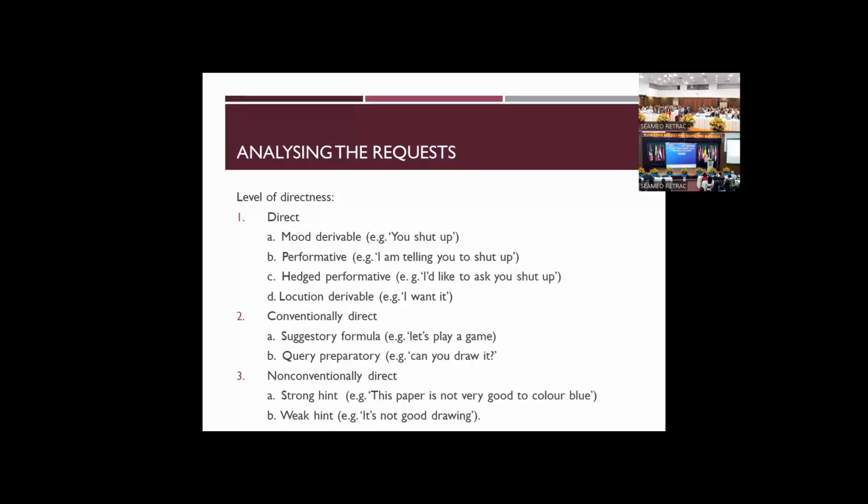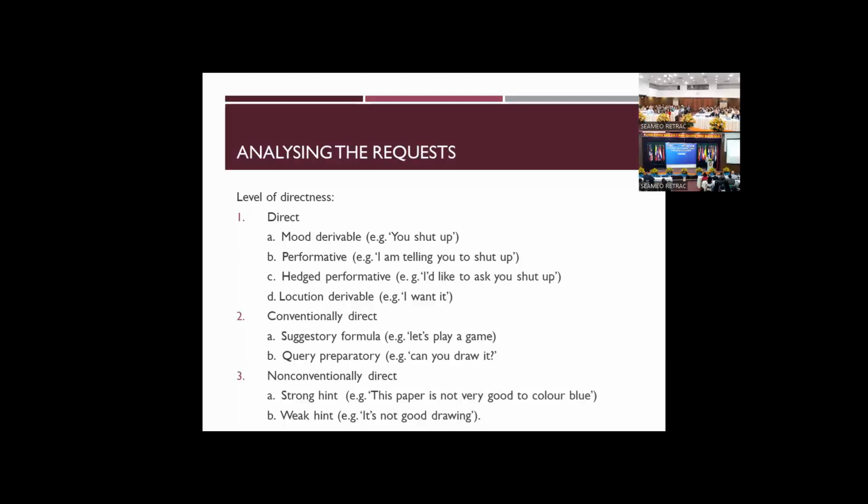And actually, there's a lot of literature on how to analyze requests, and I drew on this literature. And I identified 3 basic types of requests. One is what are called direct requests, and there are subcategories of those. There is a move derivable, such as "you shut up" or "give it me." Performative: I'm telling you to shut up. I'm telling you not to do that. Hedge performance: I'd like to ask you to shut up. And what's called a location derivable: I want it, I need it, I must have it, etc.